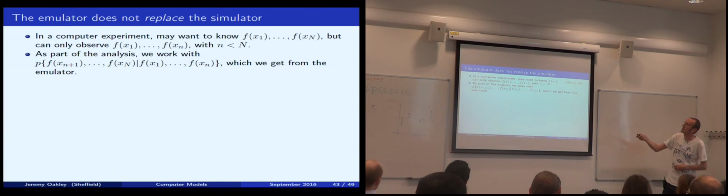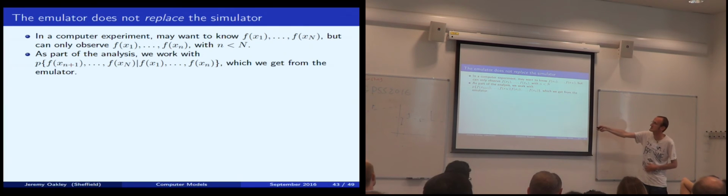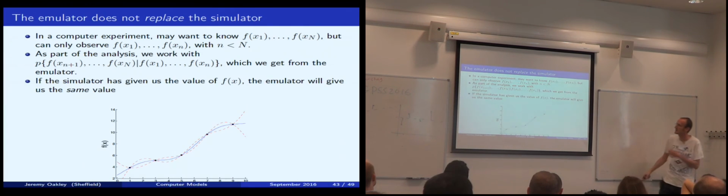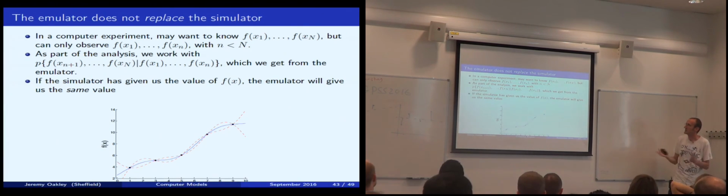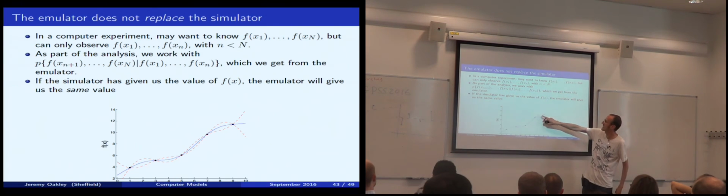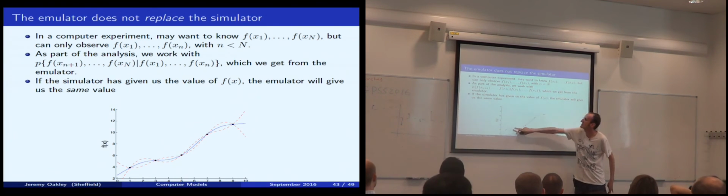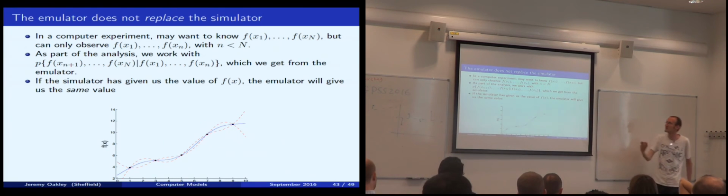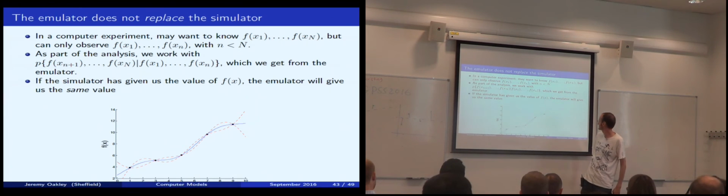What you have to work with is whatever your uncertainty is about the points you cannot afford to run, given the points you have. So there's no way of getting away from this: there are going to be points that you don't know and points that you do. And it's the emulator that's giving us this distribution here. But if we're working with a deterministic simulator, the emulator always replicates the points that you've got. So it never changes the results that you've got from the simulator. It's just filling in the gaps.